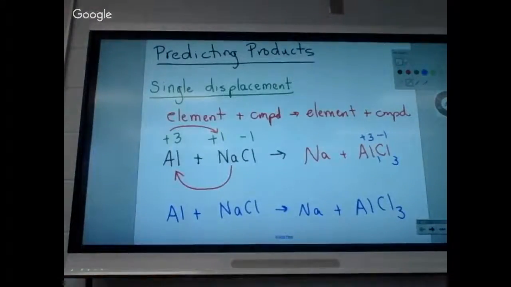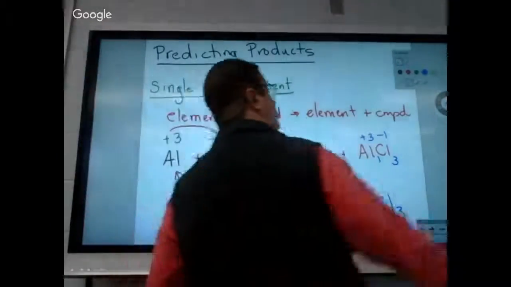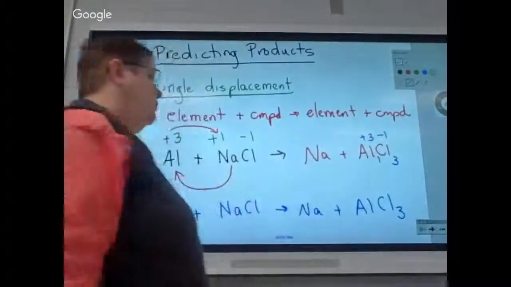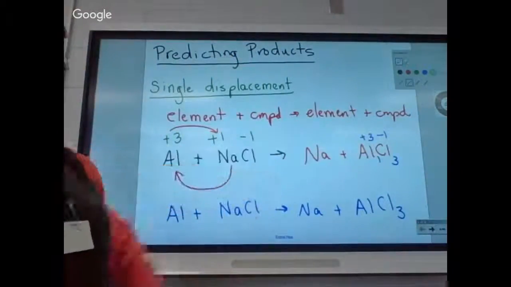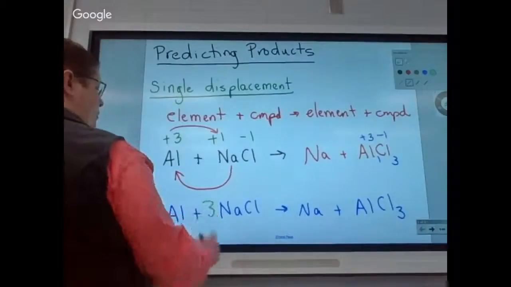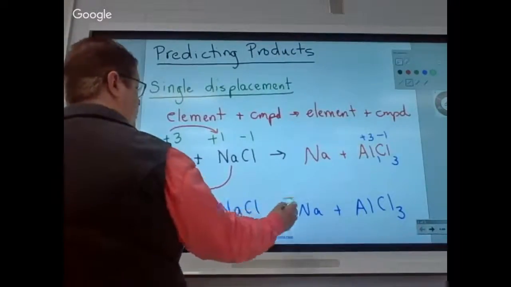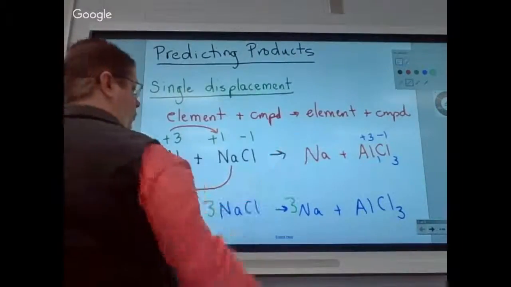Okay? Now, is it balanced? No. So we're going to balance it. So I have 3 chlorines. I'm going to put a 3 here. 3 sodiums, 3 sodiums, 1 aluminum, 1 aluminum.